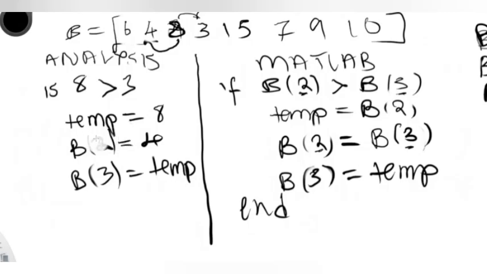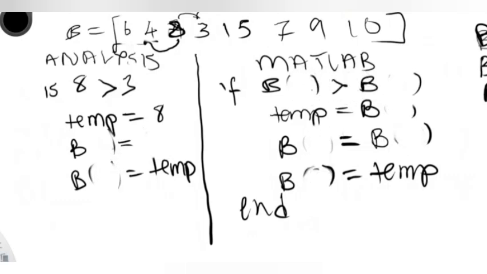We're going to store 8. And let me just run this so that I don't confuse you. Okay, so we're going to store 8 in temp. Then we're going to say the position where 8 is, B3, we're going to say B3 is equal to 3. Meaning we're copying this 3. Basically, we're just copying it. We're not moving it up. We're copying this 3 and putting it where 8 is.